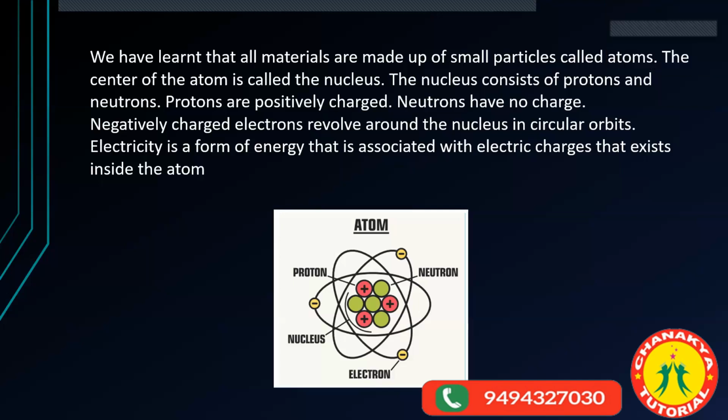Even our cells are made up of atoms. Is it right or wrong? We are made up of atoms or not? Is the atom made up of electron, neutron, and proton? Correct. Atom is a combination of proton, electron, neutron, and a nucleus. The center of the atom is called the nucleus, as you can see in this diagram.